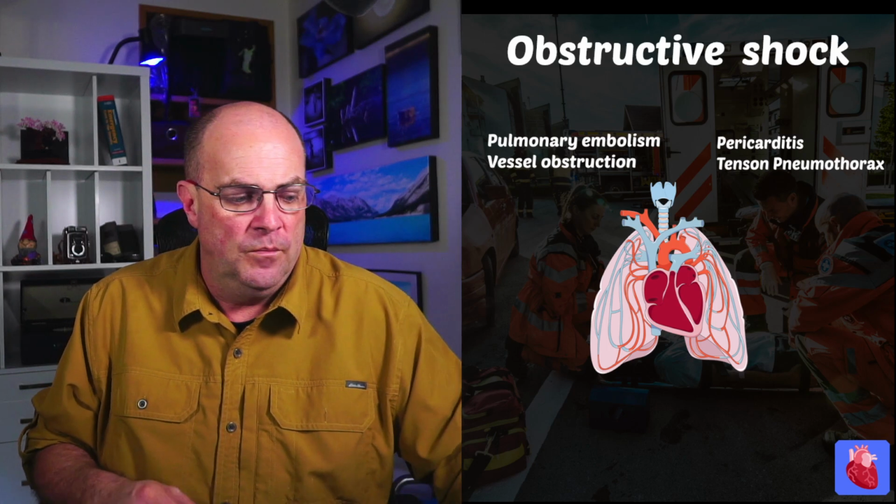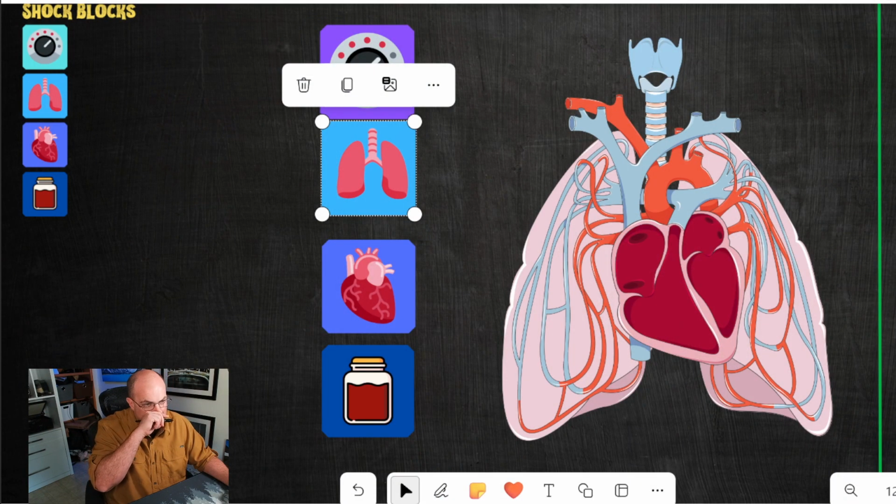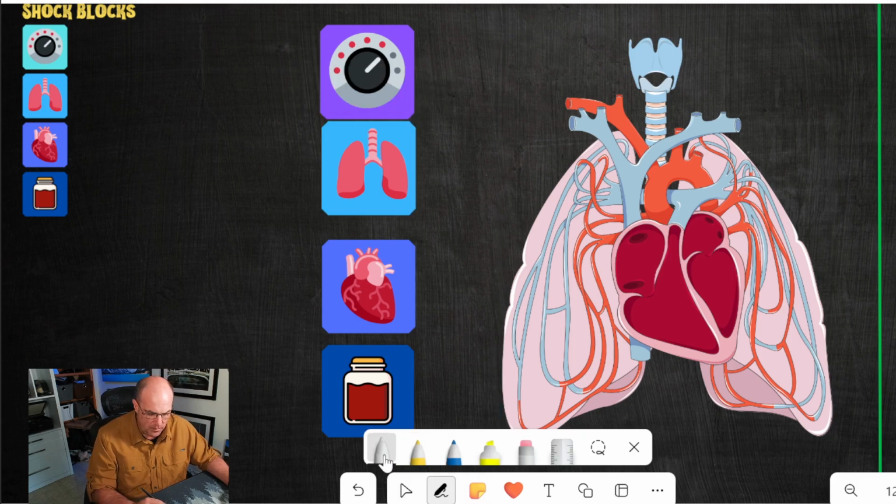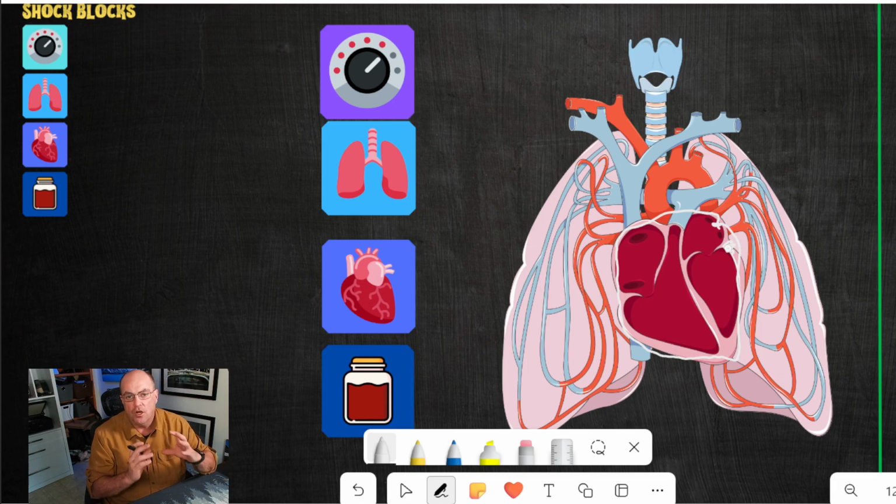So it doesn't work. One of the things we're talking about is the pericarditis, right? If there's a sac that goes around the heart and it gets full of fluid, it creates restriction for the heart to be able to pump back and forth. It can't contract as well because of its limited ability to move. The tension pneumothorax is the other one that we talked about.